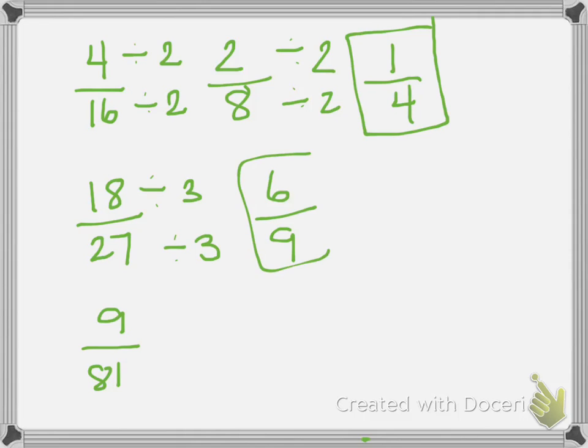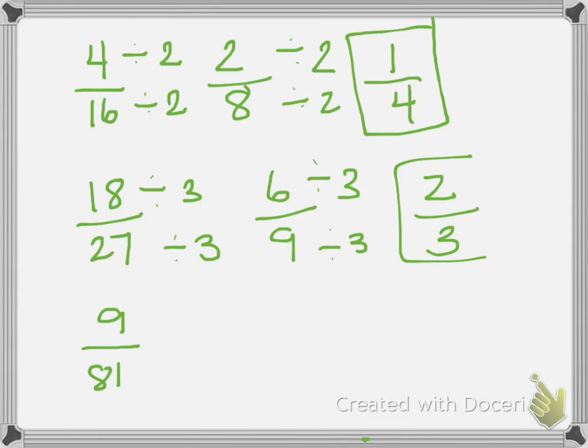To decide if 6/9 is in simplest form, I'm going to say, is there anything I can count by? Well, again, this number's even and this one's odd, so I know I can't count by 2. But I can count by 3's. 3, 6, 9. So I can divide both of these numbers by 3. 6 divided by 3 is 2, and 9 divided by 3 is 3. Both of these simplify down to 2/3.